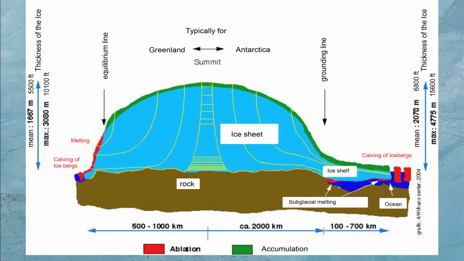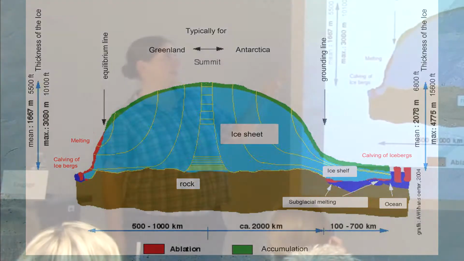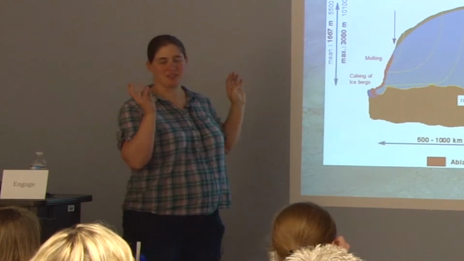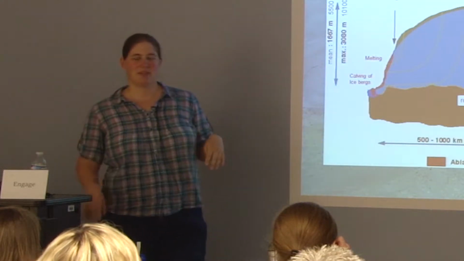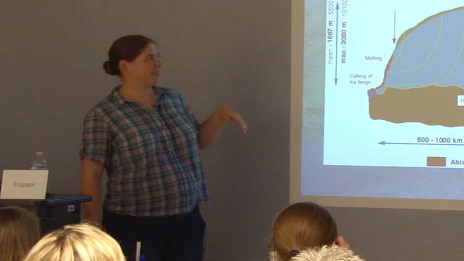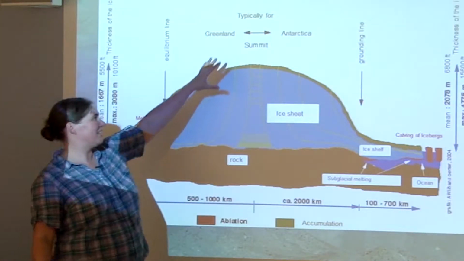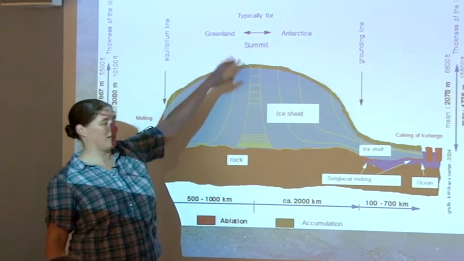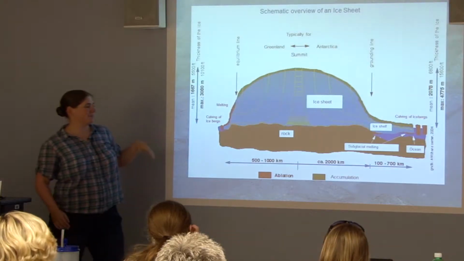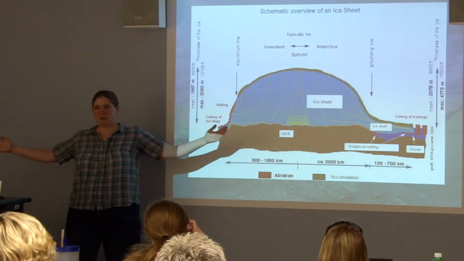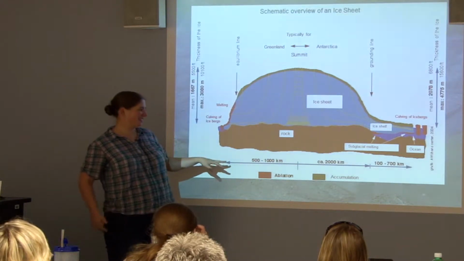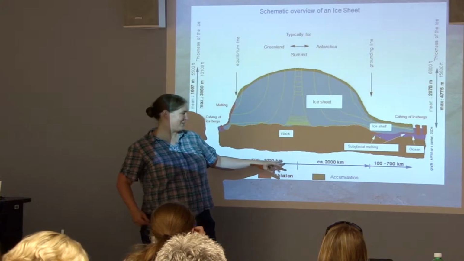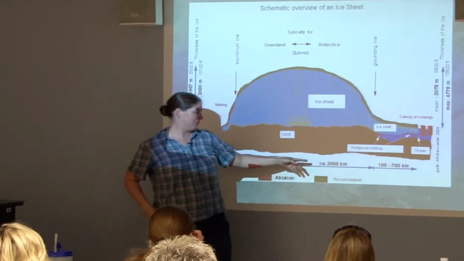So this is a schematic overview of an ice sheet. This is an example from Greenland or Antarctica. Mountain glaciers are a bit different. What happens? The snow is falling on the ice sheet, and this is a bit compressed in that direction. So this is still in kilometers. Antarctica is bigger. It's 2,000 kilometers.